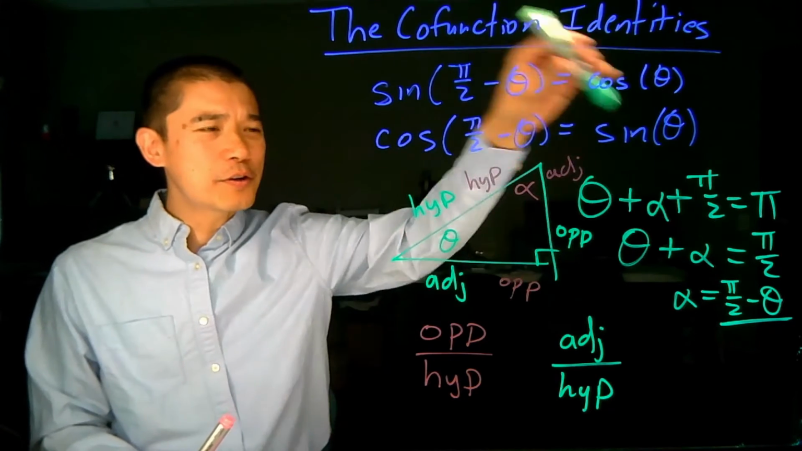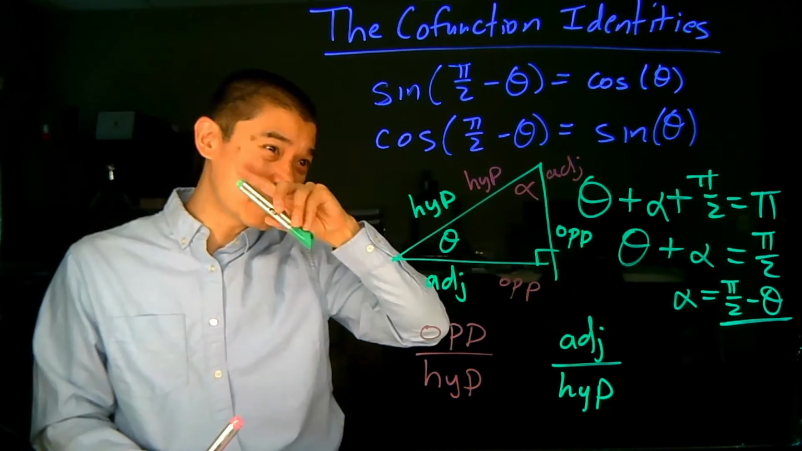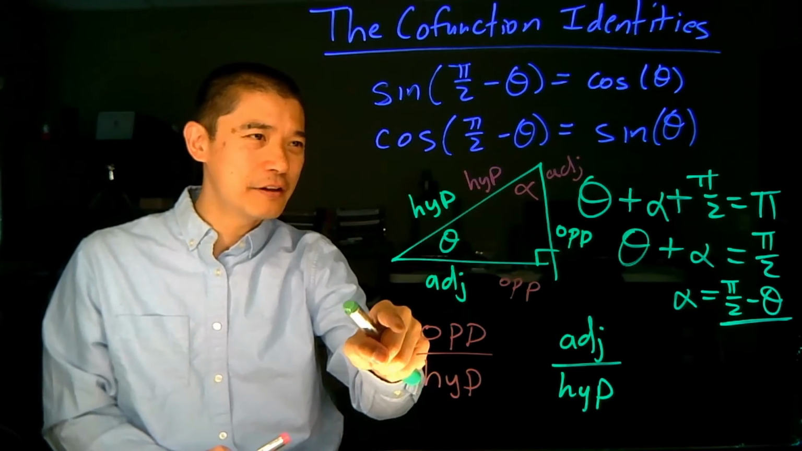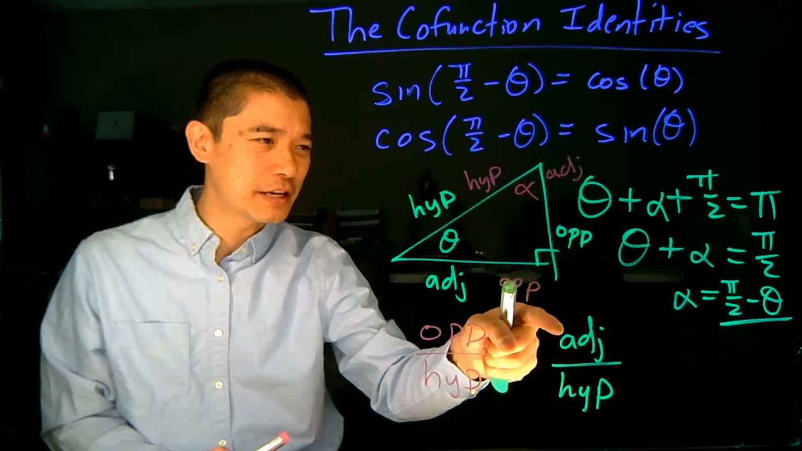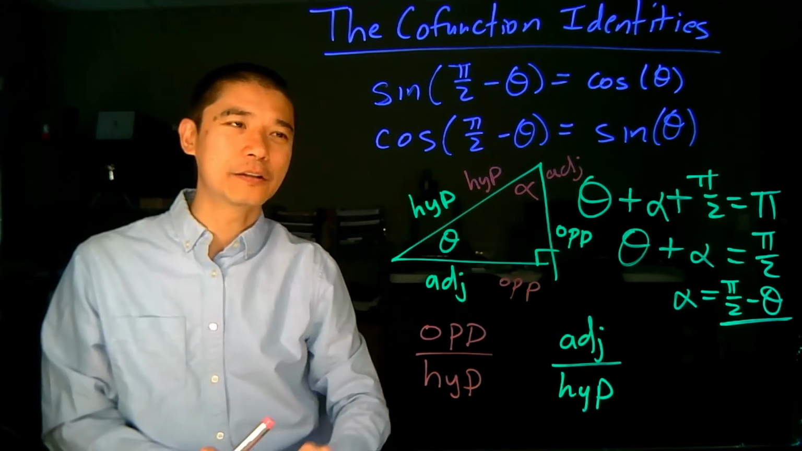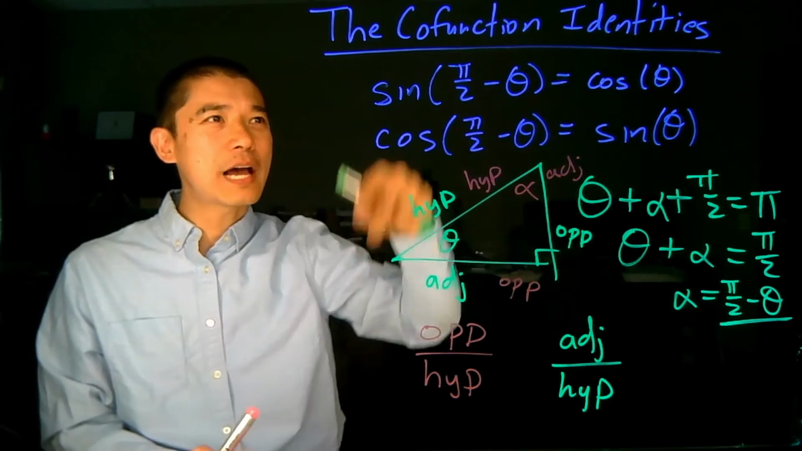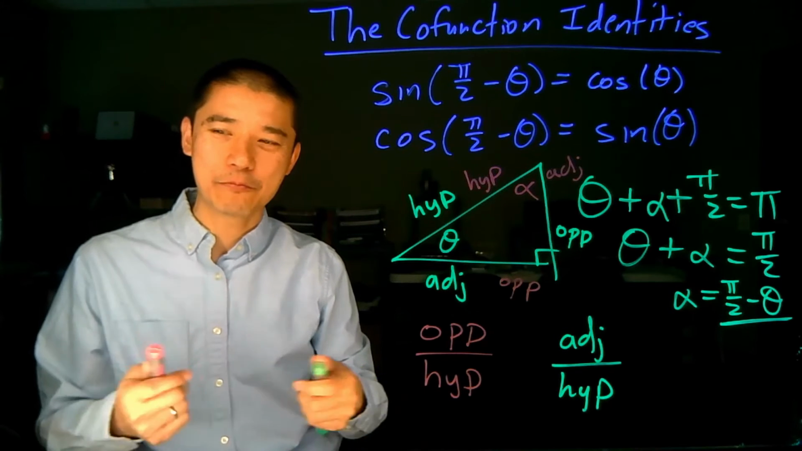So anyway, these are the cofunction identities. You can do the same thing with the cosine of the sine. You'll just see that instead of here, you'll have adjacent over hypotenuse and opposite over hypotenuse in the appropriate colors. And so this shows us how these cofunction identities work and why they are what they are.